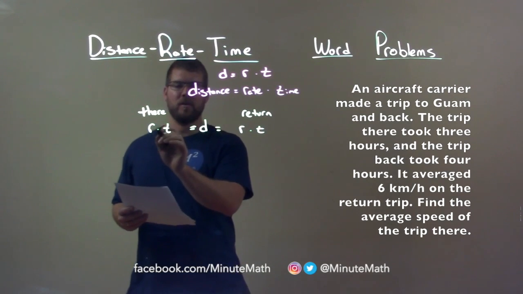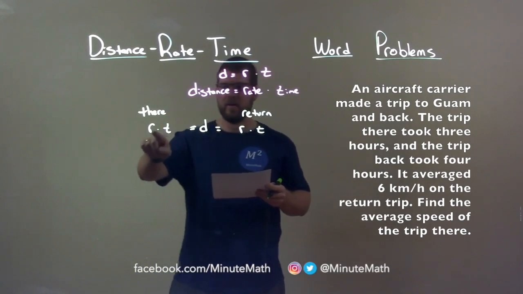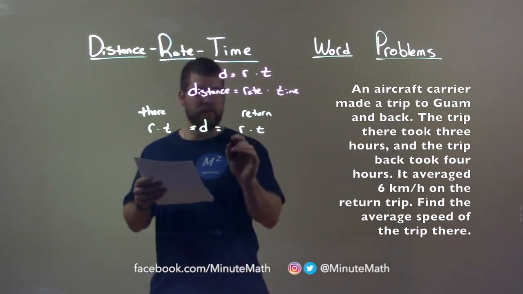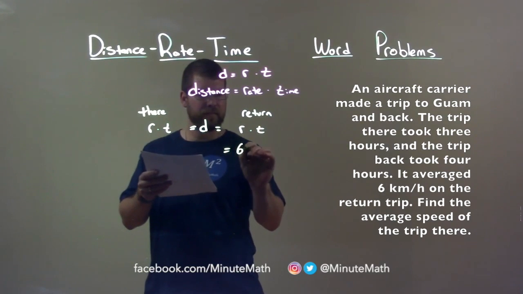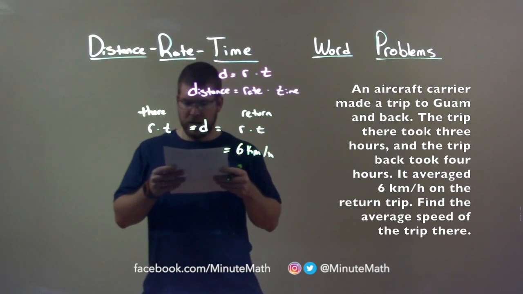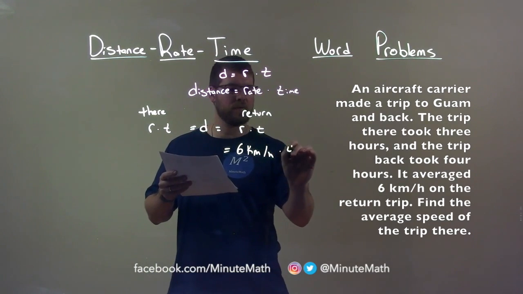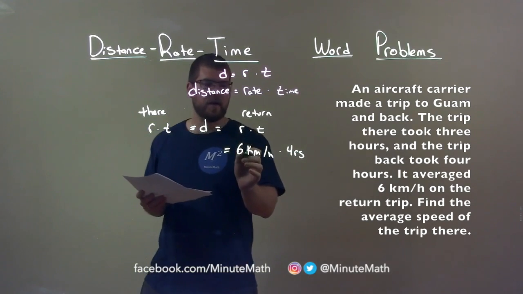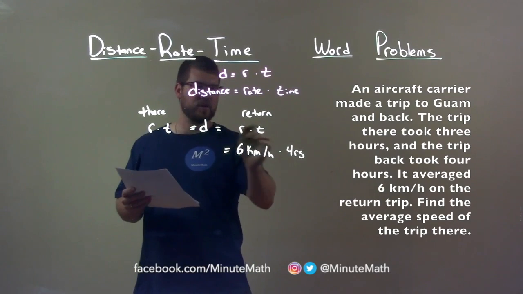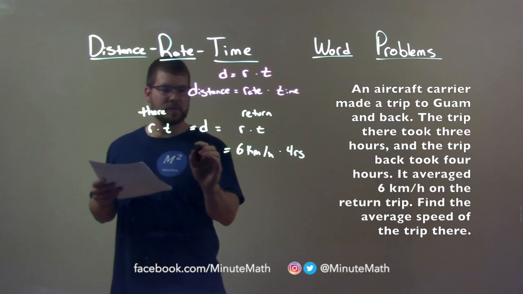So now we have to figure out what the rate and time are for the trip there and the return back. We're trying to find the average speed on the one there, this r right here. On the return trip, they said it averaged 6 kilometers per hour, and the trip back took 4 hours. So we have 6 kilometers an hour times 4 hours. That gives us the total distance to Guam. And the trip there, they said, took 3 hours.